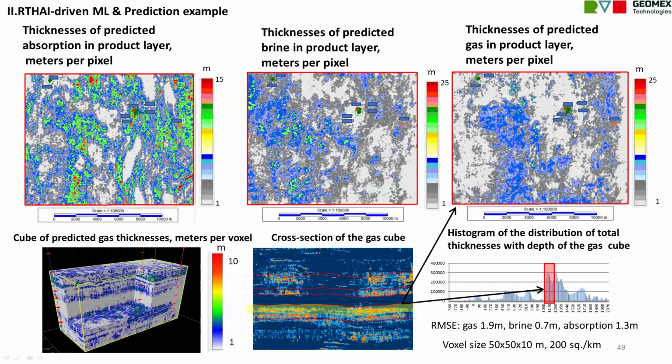And this is an example of the thickness of predicted absorption of brine in the layer, in the product layer. This product layer, for example.